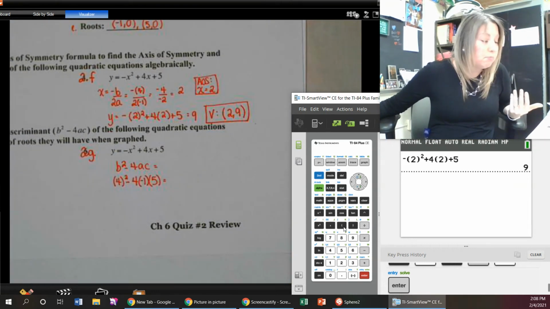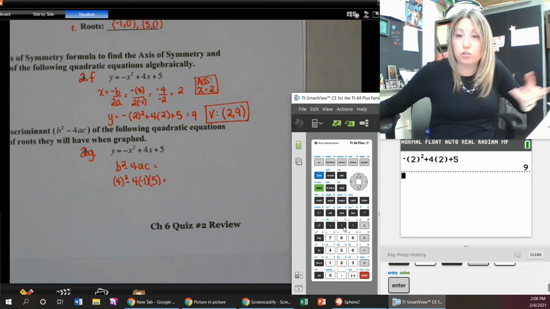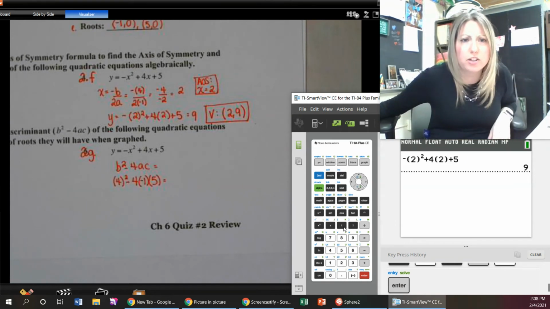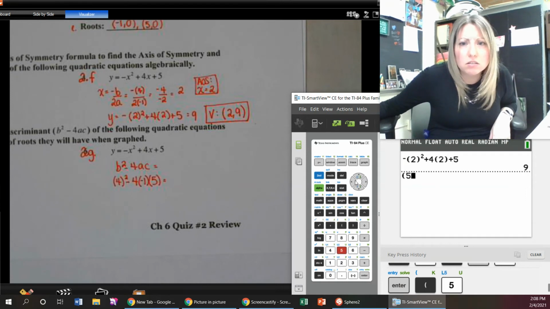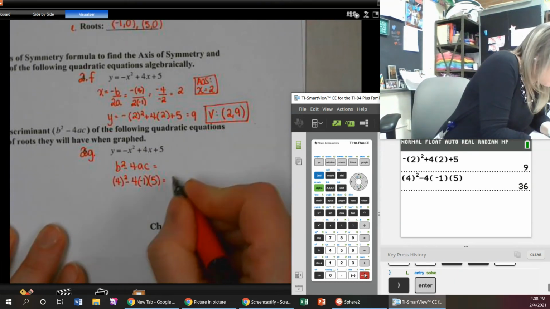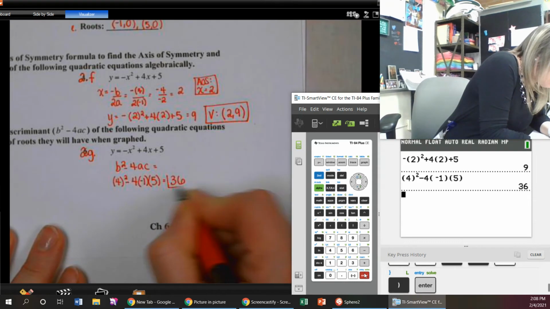In your Google form, there's just going to be a short answer, and you're just going to put the number that you get from the discriminant. So let's see how I do. 4 squared minus 4 times -1 times 5, and I get 36. So that is the answer for part G.